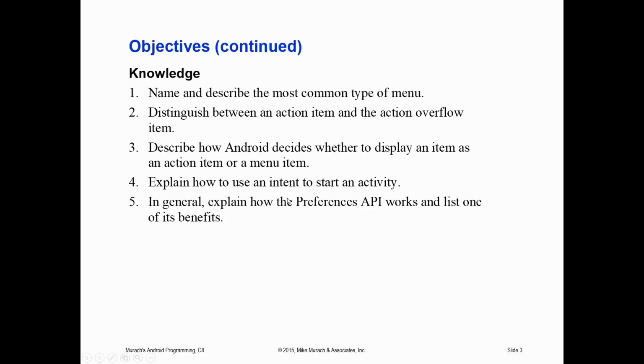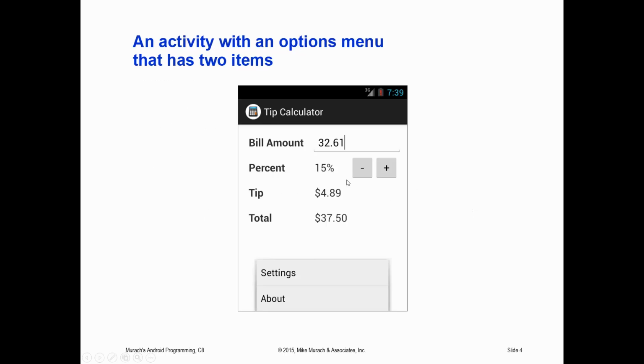Our knowledge objectives: name and describe the most common type of menu, distinguish between an action item and the action overflow item, describe how Android decides whether to display an item as an action item or a menu item, explain how to use an intent to start an activity, and finally, in general, explain how the Preferences API works and list one of its benefits.